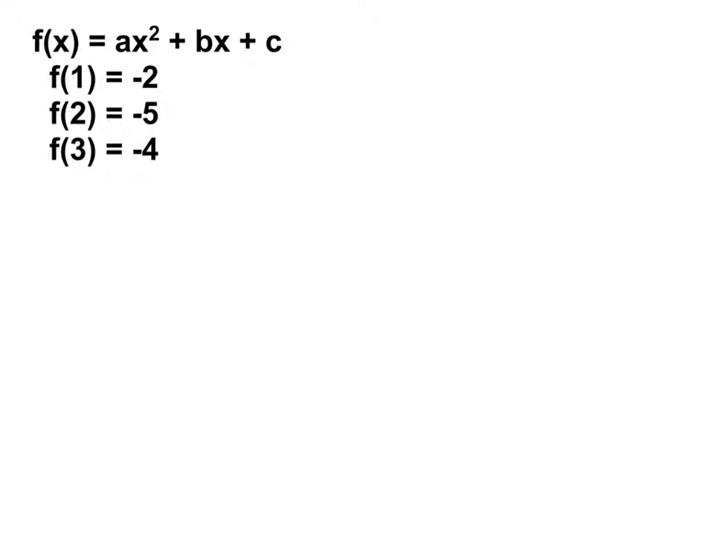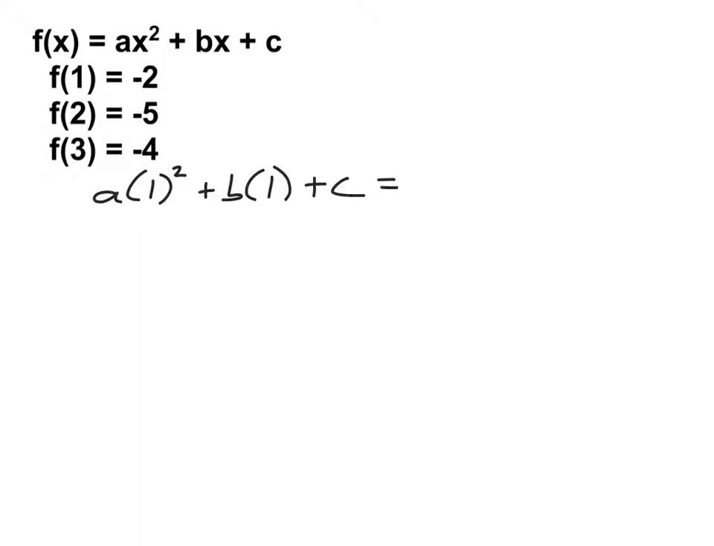Now let's actually start doing that. So first up, we're going to be doing f of 1 equals negative 2. All right, so f of 1, remember what that function notation means when we write f of 1. That's telling me that x, because it's what's inside the parentheses, is going to be 1. So I'm going to take that 1 and I'm going to plug it in for x wherever x appears. So this is going to become a times 1 squared plus b times 1 plus c.